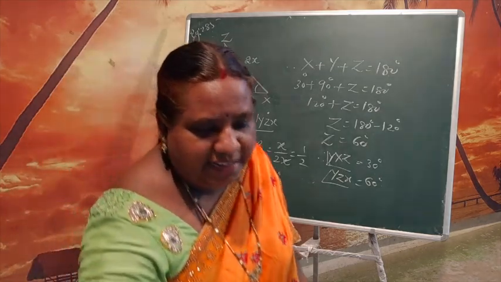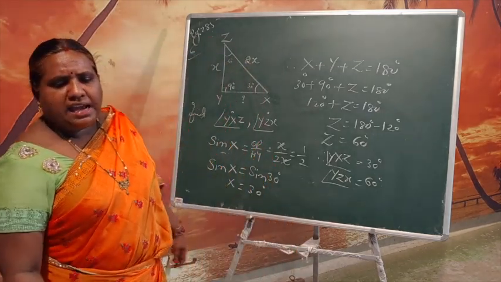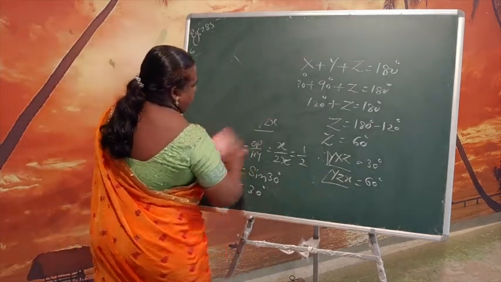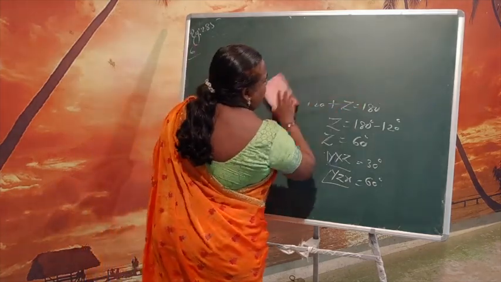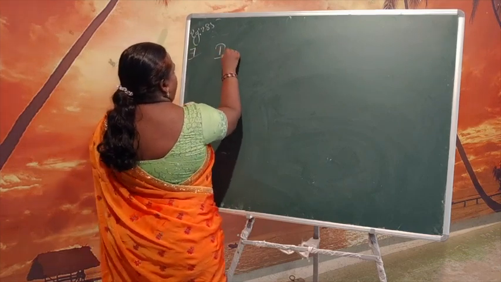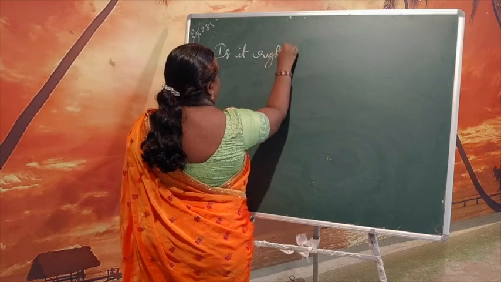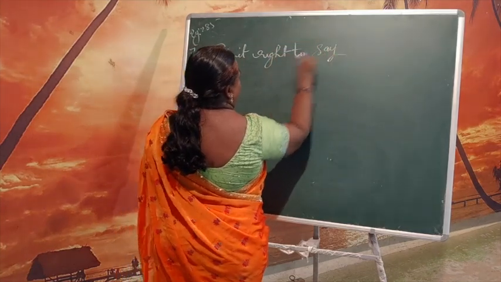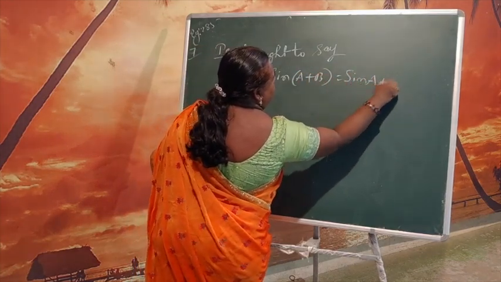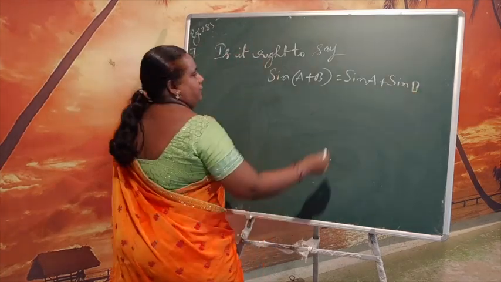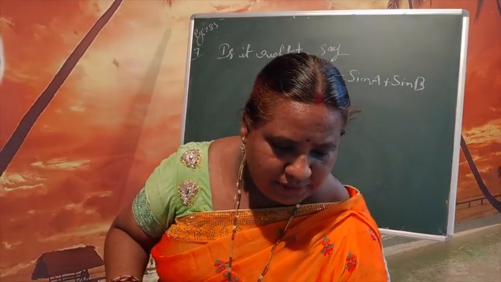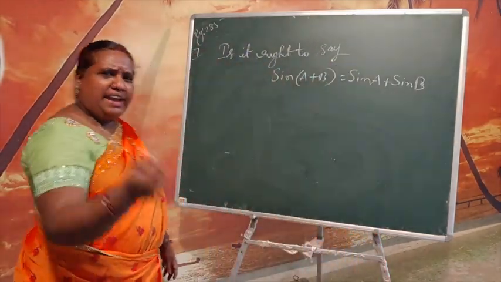And the last but not least in this exercise: is it right to say sin of A plus B is equal to sin A plus sin B? This sum is the seventh sum. See here, all very different models. You can take any value and check if you want. Actually, you have done this model only in the fourth sum. So justify your answer. Take any values of your wish.